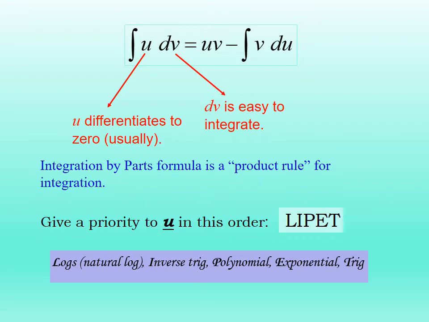So let's say, for example, that you are integrating the product of two functions. If your two functions are polynomial and exponential, since P comes before E in the order of letters in LIPET, the polynomial function should be assigned to the function u, and the other one should be assigned to dv.